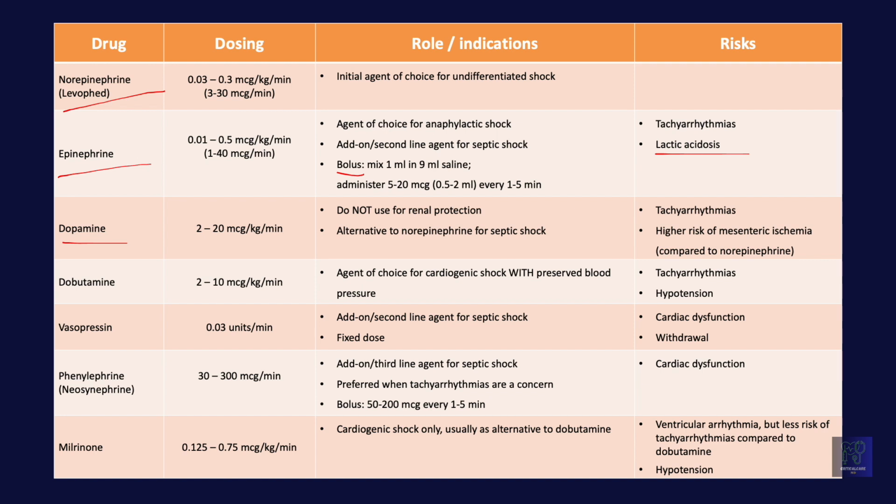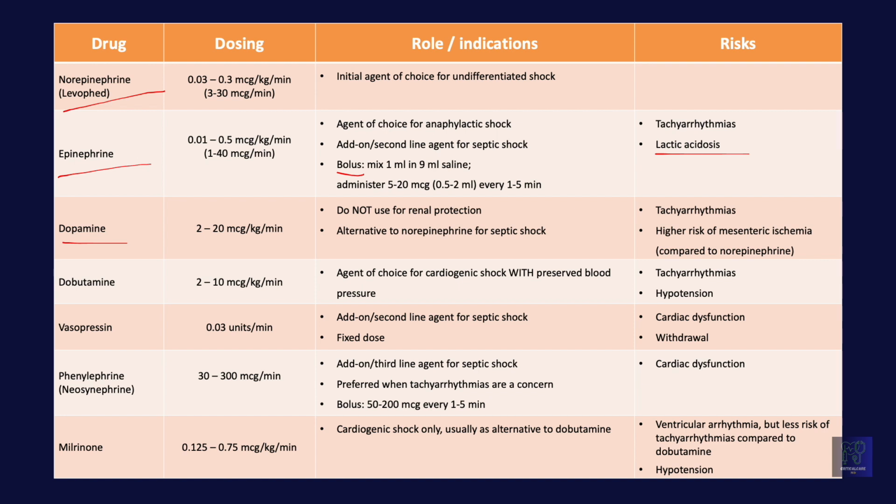Several years ago, it was used for the purpose of renal protection, but subsequent studies have not shown that to be true. Patients who get dopamine don't have less kidney injury or less need for renal replacement therapy. So, dopamine should not be used for that purpose. It is usually an alternative for septic shock if norepinephrine is not available.